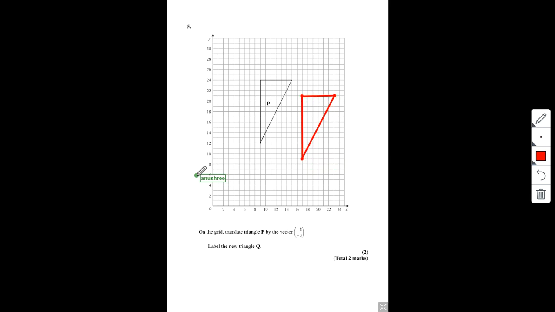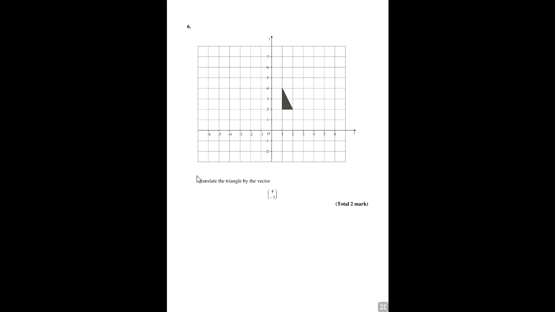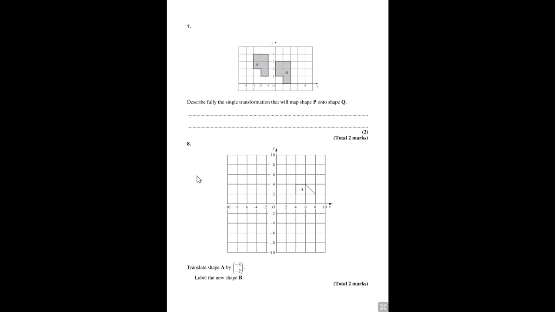Okay, that's correct. To describe its transformation. Question number 7.